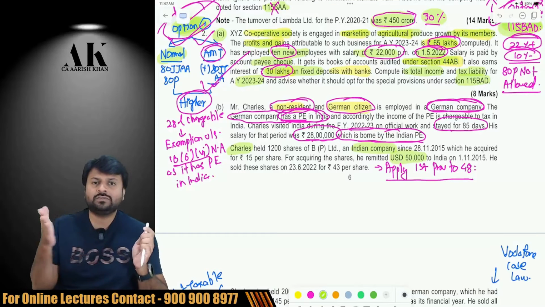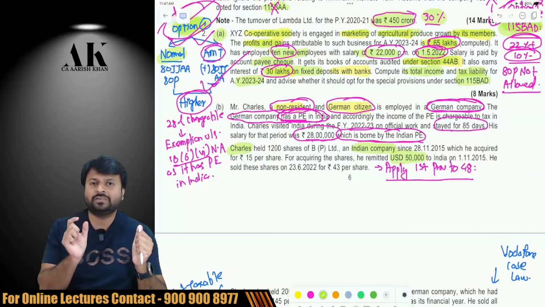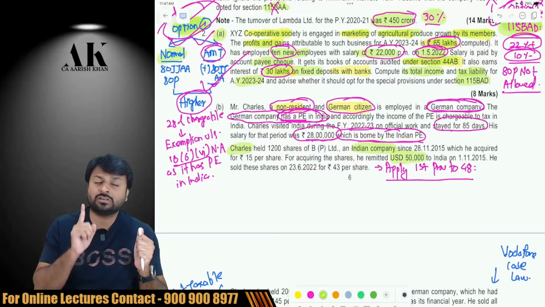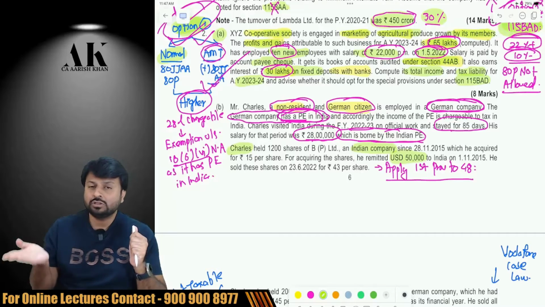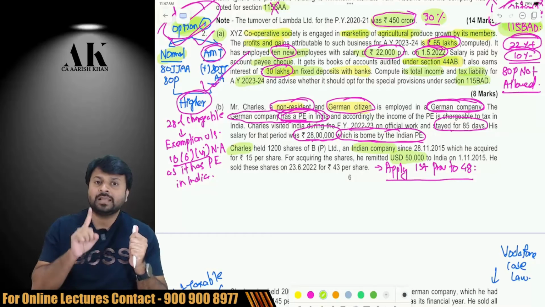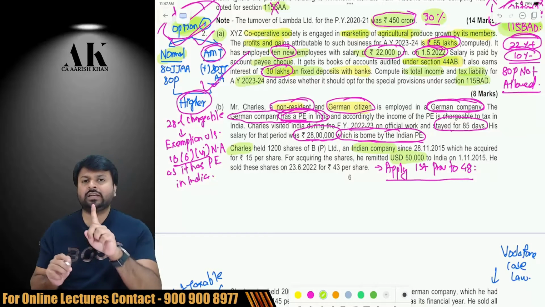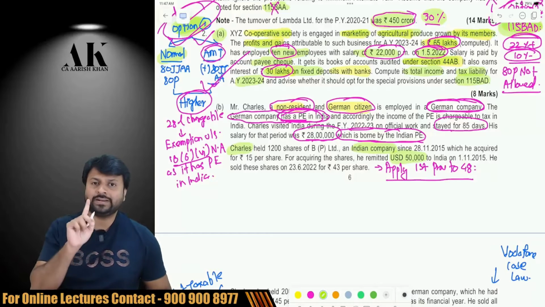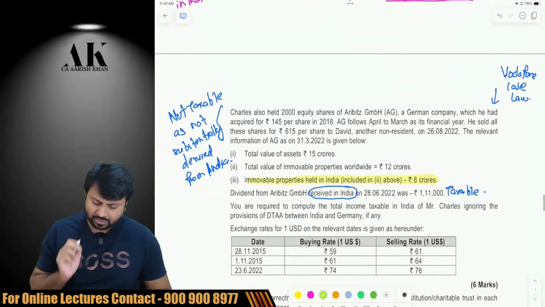So sale consideration will be converted as per average of TTBR and TTSR on the date of sale, and cost of acquisition will be converted as per the average of TTBR and TTSR on the date of purchase. And once you do that, you will reconvert the gain into rupees as per only TTBR on the date of transfer. Now you will not take average. While converting into INR, you will only take TTBR on the date of transfer. Is it clear? I hope it is clear to all of you.